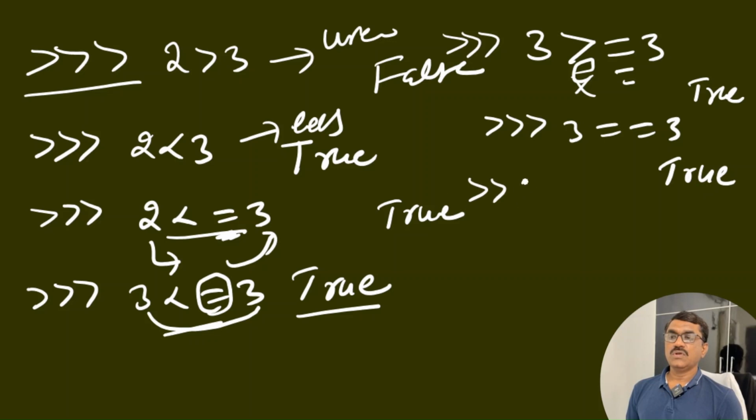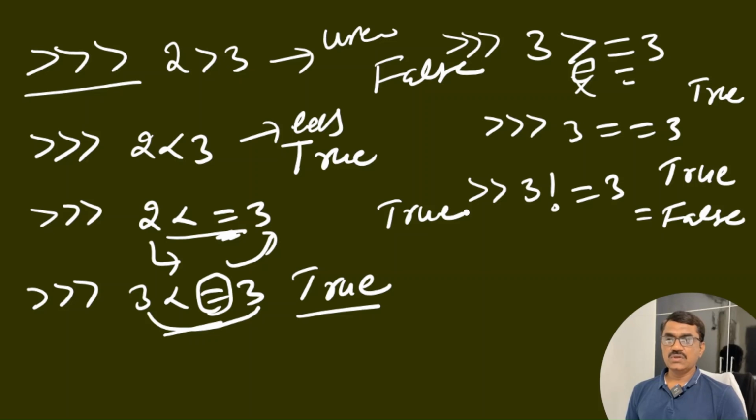For example, 3 not equals to 3. Actually, 3 equals to 3, 3 not equals to 3, wrong. So, in this case, we are going to get the result false. So, these are the examples for the relational operators.